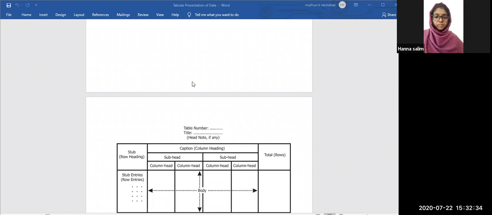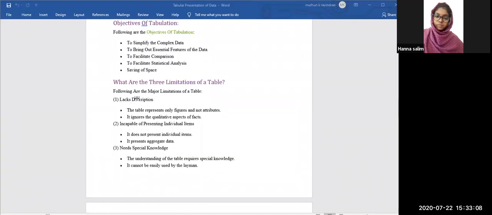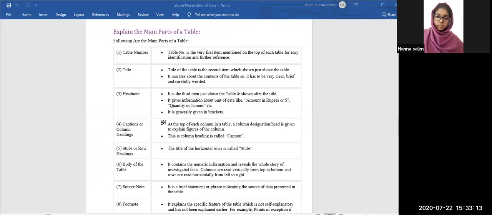Okay, so these are the major parts of a table. You can see the table number, the title, the head note of the table, and the column heading or caption, and the stub heading. These are the basic parts. First, the table number is compulsory. Next, the title is important. The head note is needed only if required. The caption or column head is important, stubs are also important, and the body of the table.